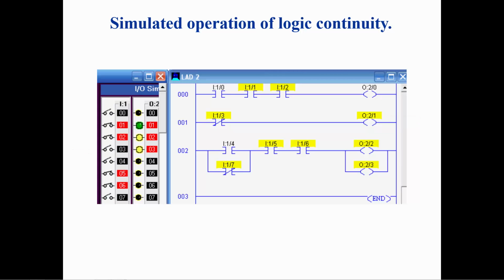Rung 2 has a combination of examine if open and examine if closed instructions. As long as there is at least one path of logic continuity, from left to right, the outputs will be turned on.